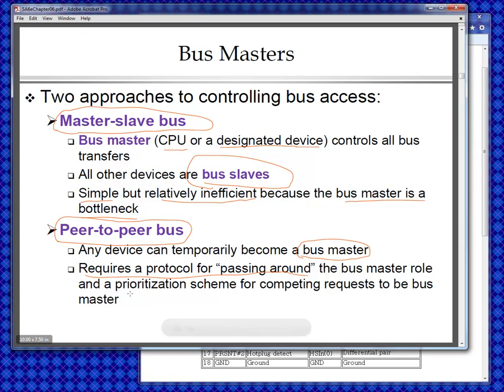Okay, and there also needs to be some sort of prioritization scheme for what happens when two devices want to communicate at the same time. You can't send two different electrical signals across the same set of wires at the same time. If two people talk in the same room at the same time, their acoustic energy is going to interfere with each other, and the chances are nobody's going to be able to hear what either of them is saying.